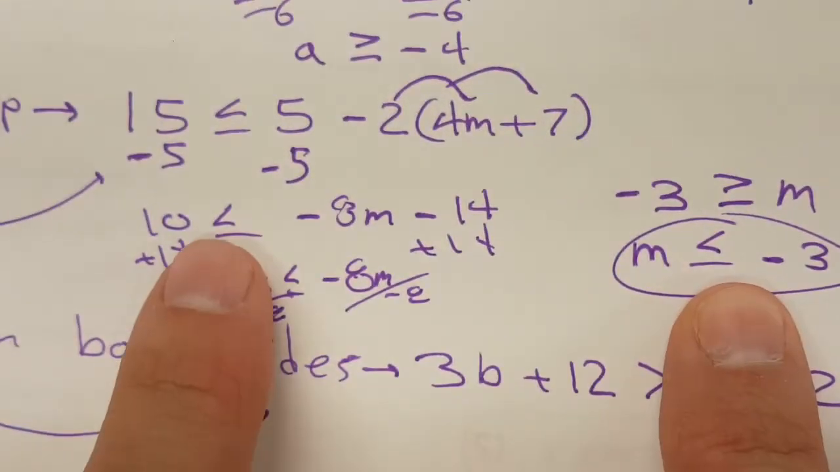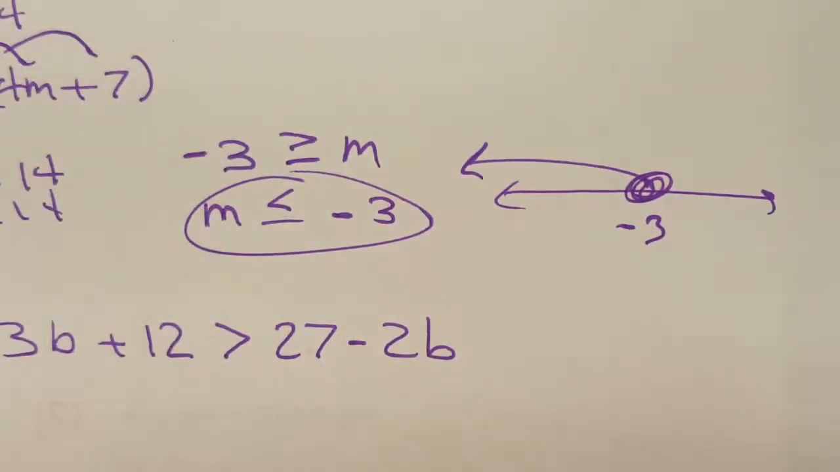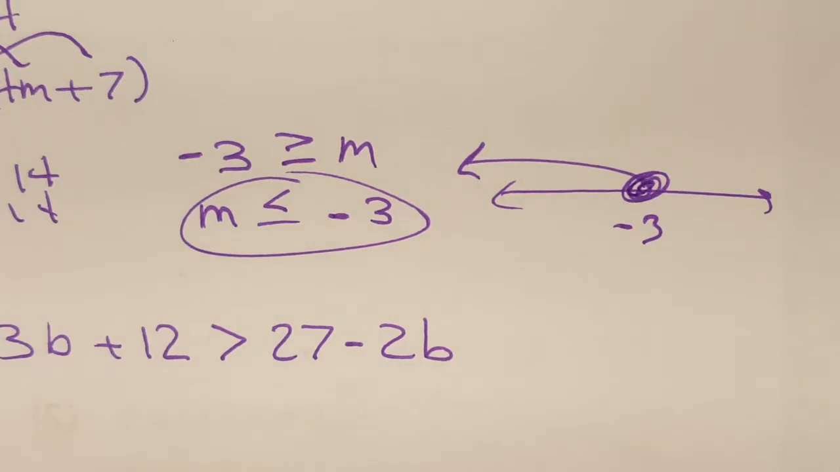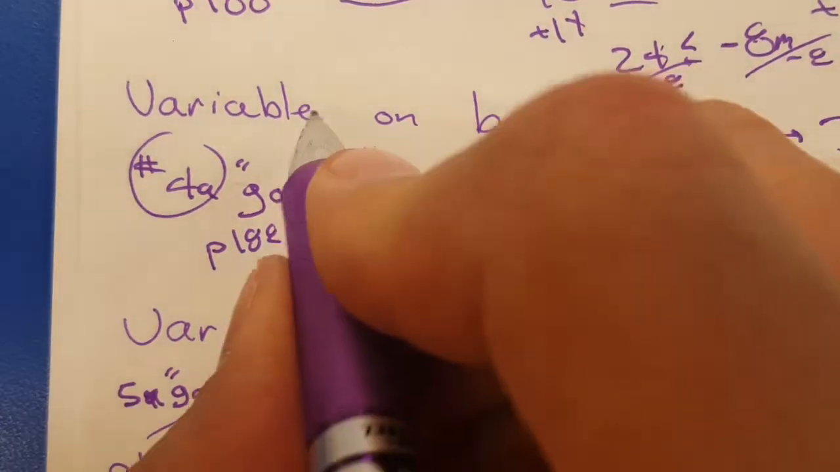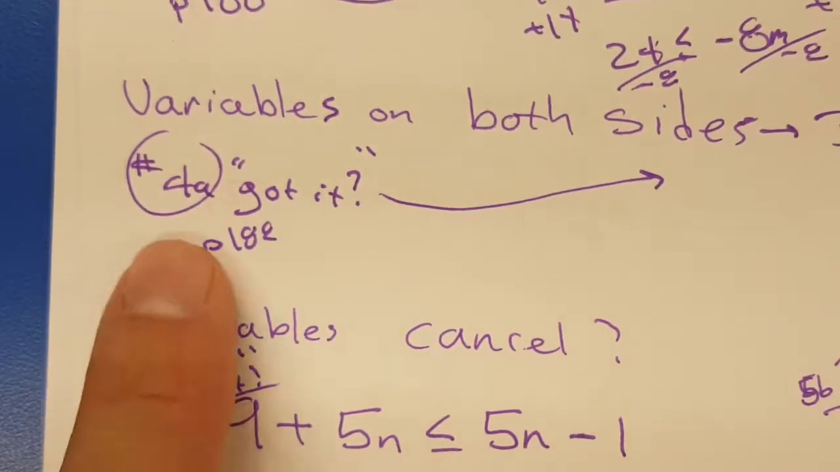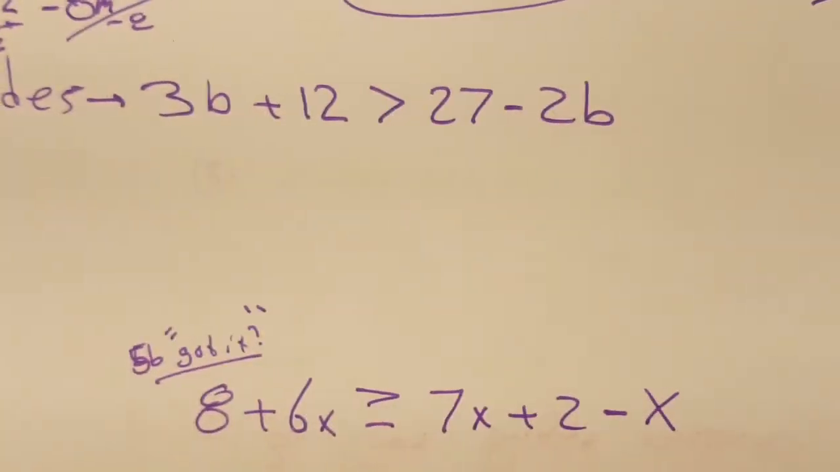So you're kind of right back to where you started. But you'll see that pattern the more and more of these you do. Okay, moving on. Next example, what happens when we have variables on both sides? This is the 4A Got It question, so take a look at this one right here.